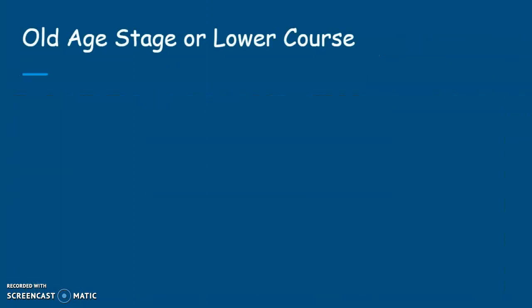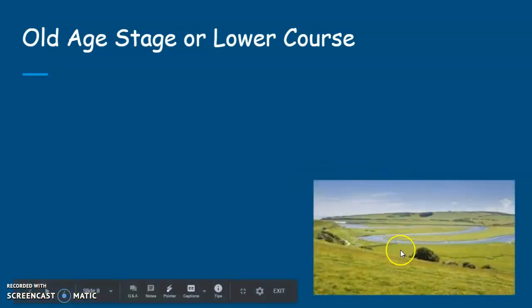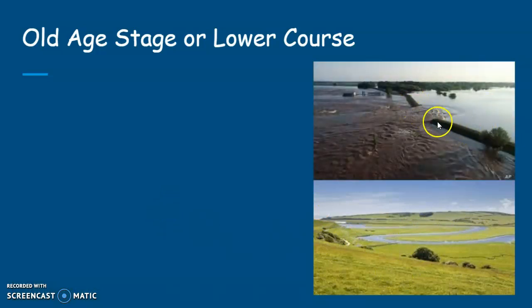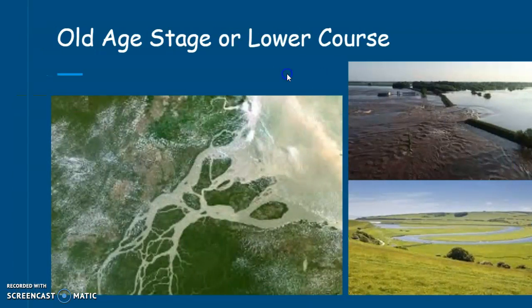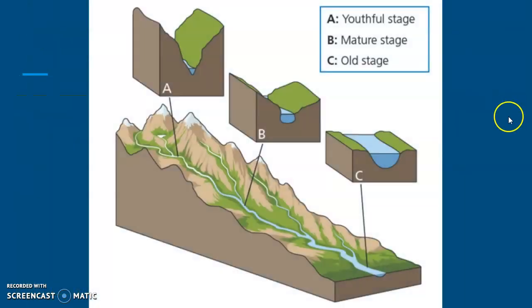And then finally, we have the old age stage, also known as the lower course of the river. And in this stage, we still have these big wide meanders, but they're on floodplains now. We have levees, these little embankments next to the river, and we have deltas. So today we are moving on and we're going to have a look at what processes are active in the youthful stage, the mature stage, and the old age stage to form these different landforms.